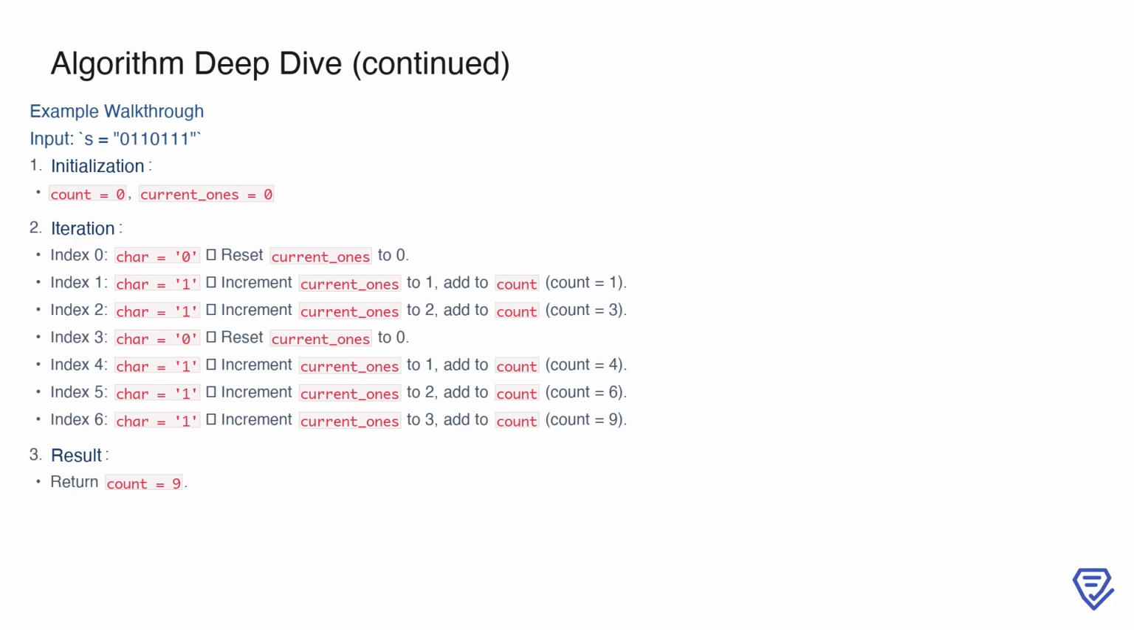At index 4, a 1 starts a new streak, incrementing current_ones to 1 and count to 4. At index 5, current_ones becomes 2, and count increases to 6. Finally, at index 6, current_ones becomes 3, and we add 3 more to count, resulting in a total of 9. Thus, the algorithm correctly computes the count of all substrings with only ones for the given input.